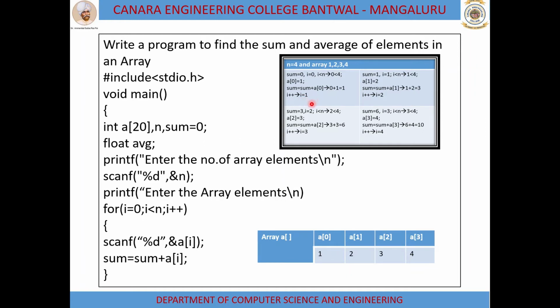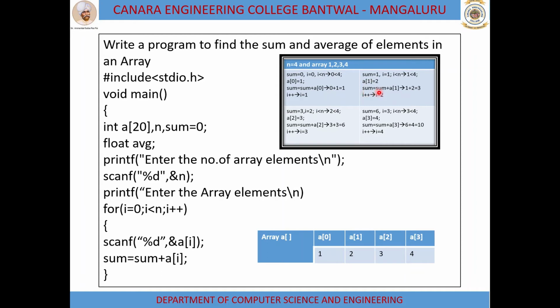I is incremented by 1. I becomes 1 now. So 1 is less than 4, condition is true. So next, whatever the user inputs will be stored in A of I, that is A of 1. The value here in this example I have taken as 2. So 2 will be stored at location A of 1.